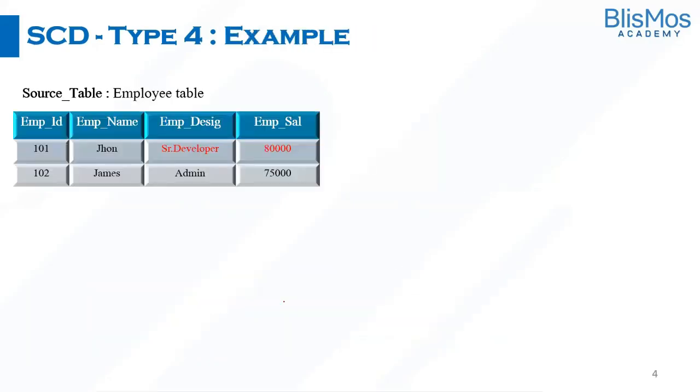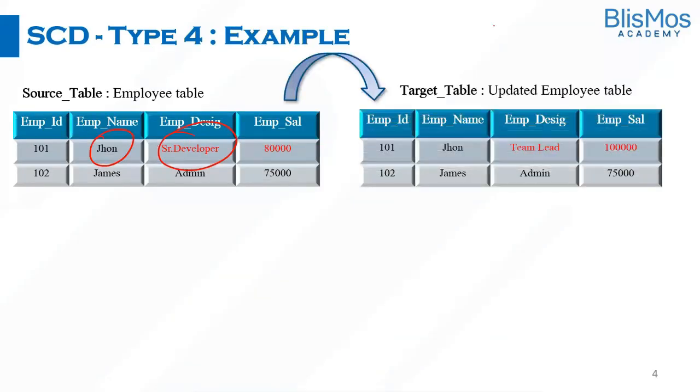Let us take an example here. If you see, we have an employee table. Here, John has been promoted to the senior developer. What should happen here? The current table has the senior developer promoted as a team lead, but there is a change, right? We don't know what designation John had before he became the senior developer. So how do we track these changes?